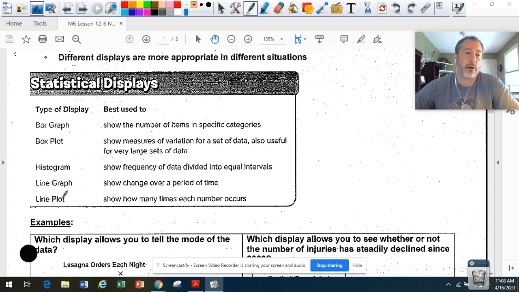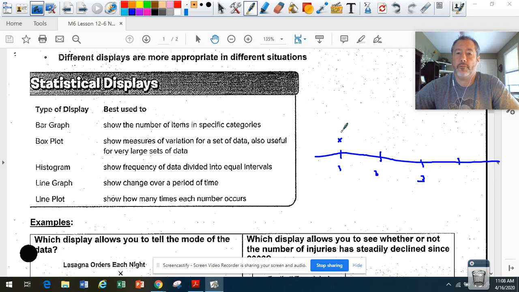And then finally, our line plots. If you remember what the line plots are, that's our number line. Okay, we have all of our numbers in here, and we use our x's. Okay, we'll say, hey, this is 1, 2, 3, and so on and so forth. So x here, x here, x here.